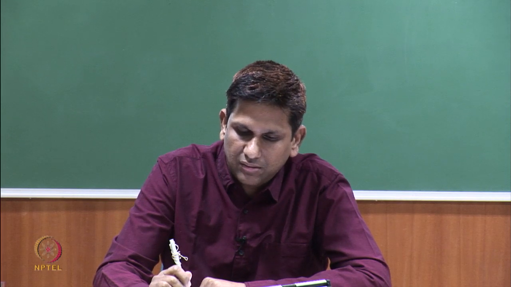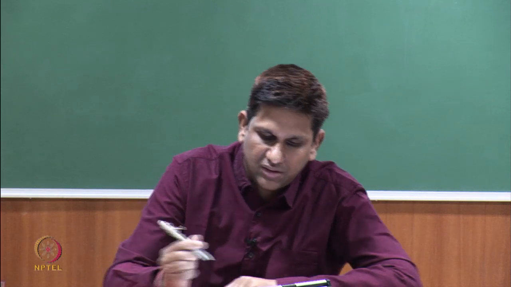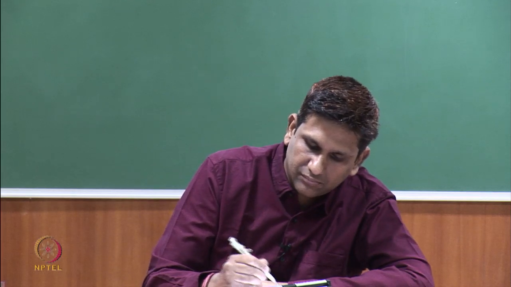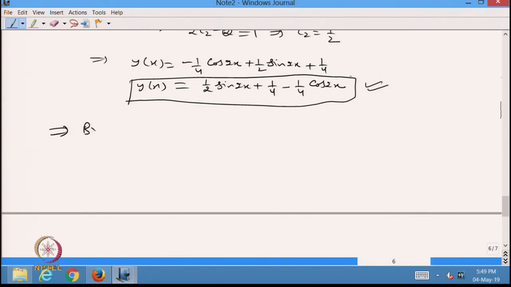Now, this is the initial value problem I have taken. Now, let us start with the boundary value problem. So, in the boundary value problem, let us see how we are able to find the Green functions. So, let us take one example of that boundary value problem, and let us solve this equation.